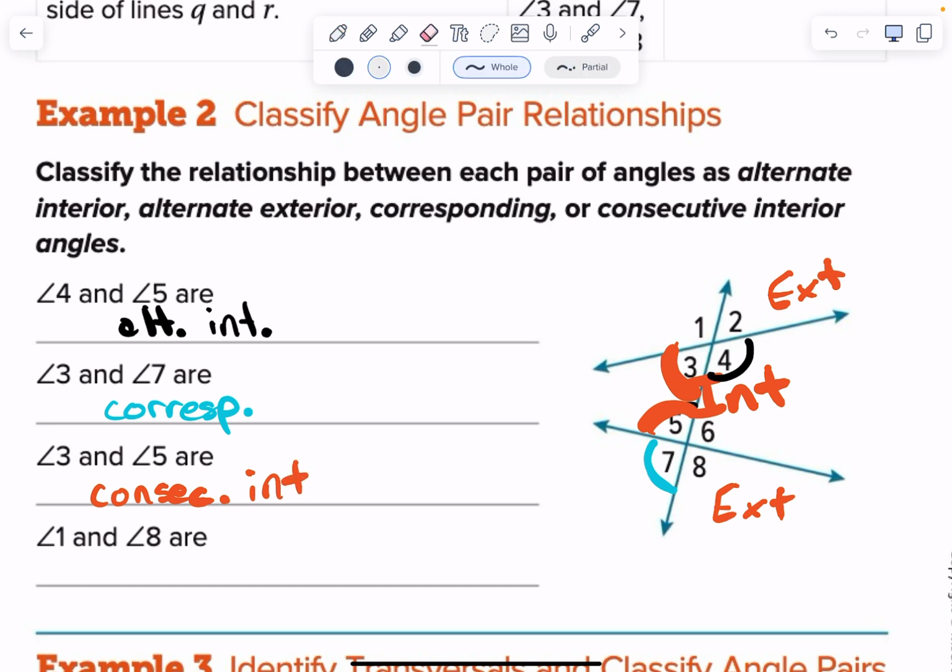Then let's talk 1 and 8. Ooh, let's see. 1 is here and 8 is here. What? Exterior.